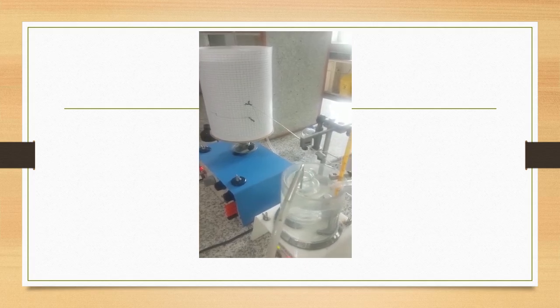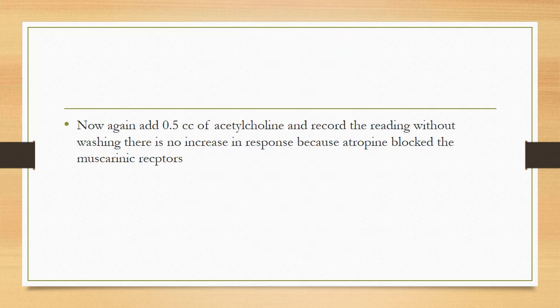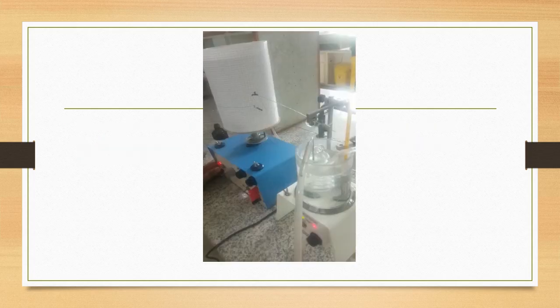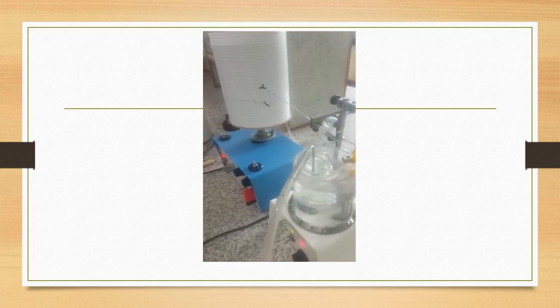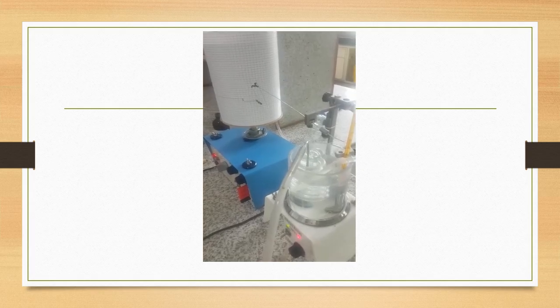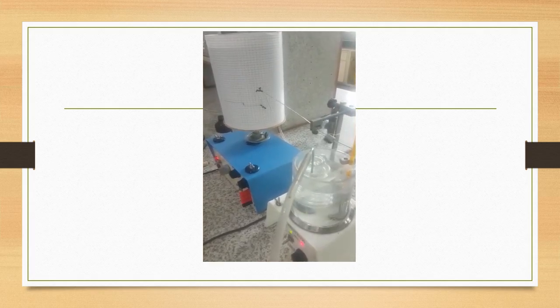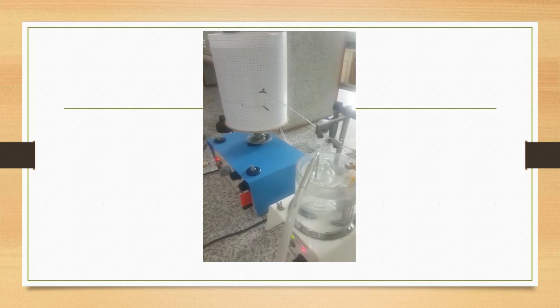Now you have to again add 0.5 cc of acetylcholine and record the reading without washing. There is no increase in the response because atropine blocks the muscarinic receptors. Atropine is anti-muscarinic, so it blocks that receptor and acetylcholine won't act. In this you will again see that after adding it there is no increase in the contractility or motility. That is with the combination of both.